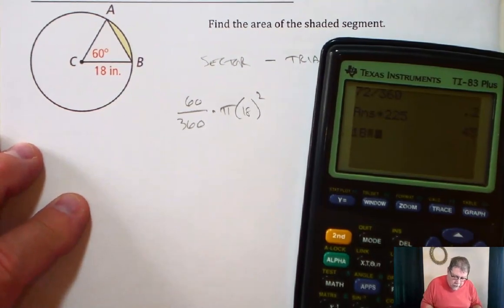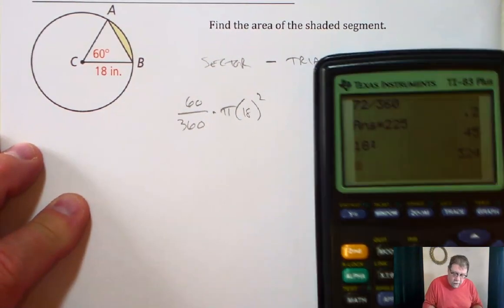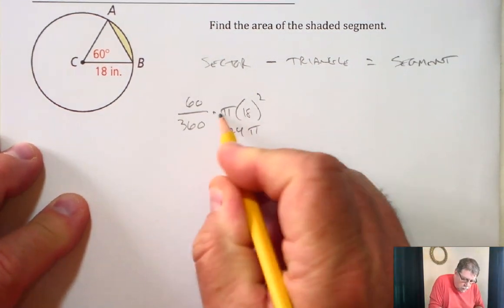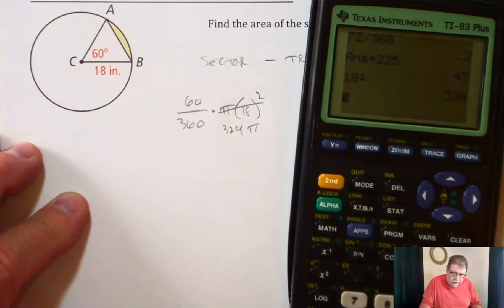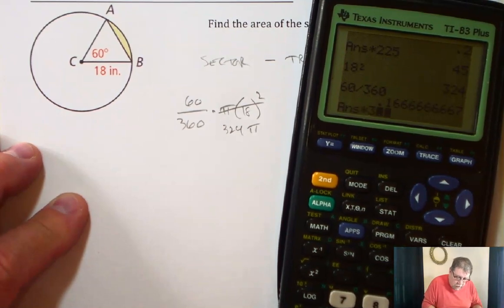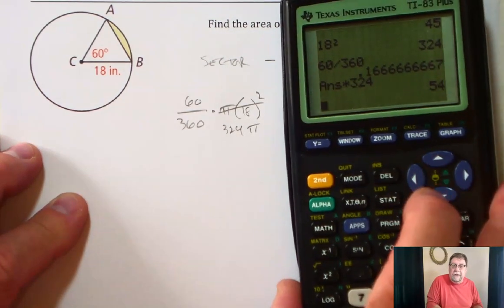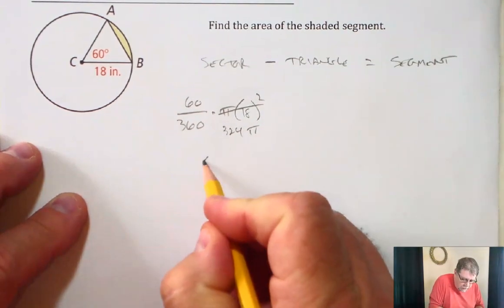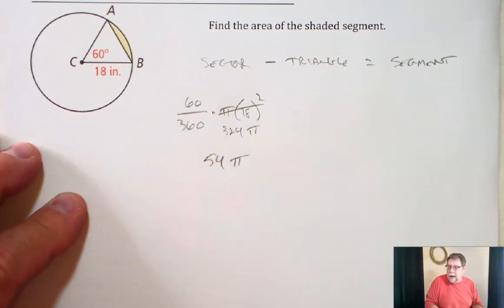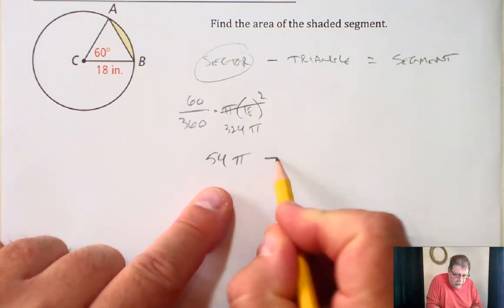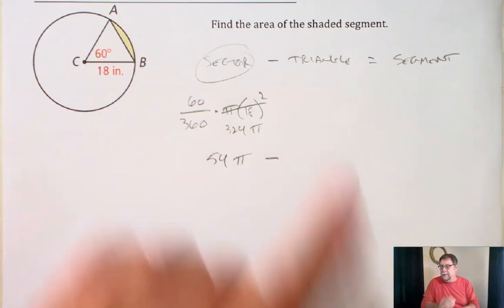18 squared is 324. And so 60 divided by 360 times 324 is 54 pi. Leaving it in terms of pi, 54 pi would be the sector area right here. Now from that, we're going to subtract the triangle.